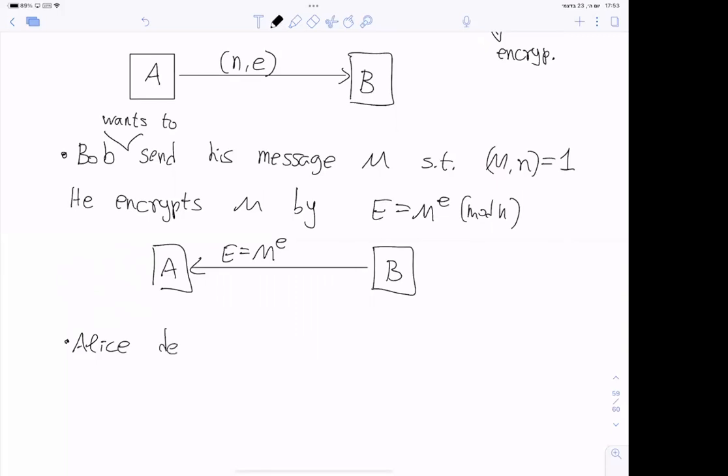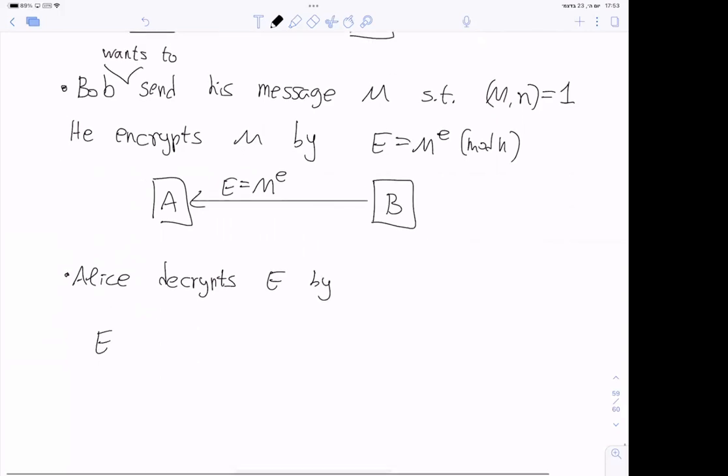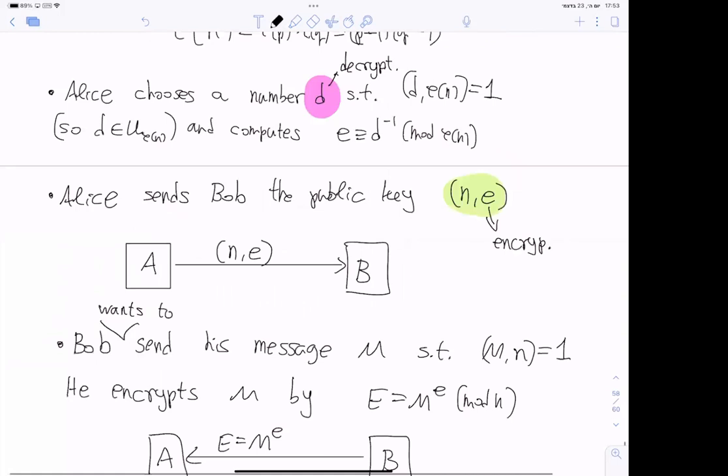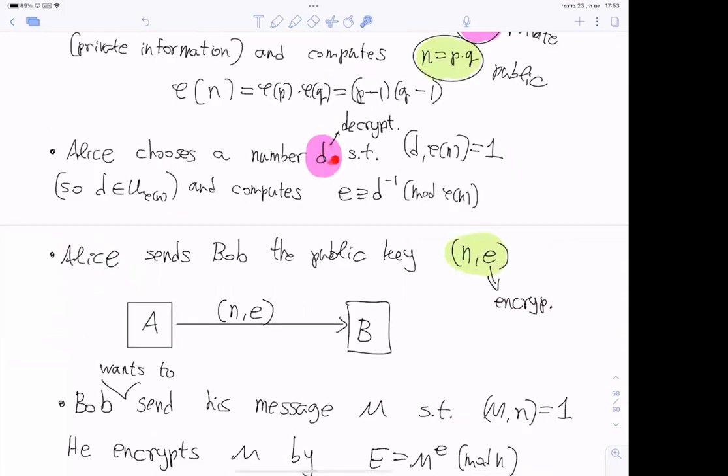Alice decrypts E by taking this E to the power of D. You remember the D that she has chosen? This is unknown. D is the inverse of E, but not in U_N, in U of phi n. But phi n is not known, because if phi n was known, then by Euclid, once you know E, you know D. But this is not known.